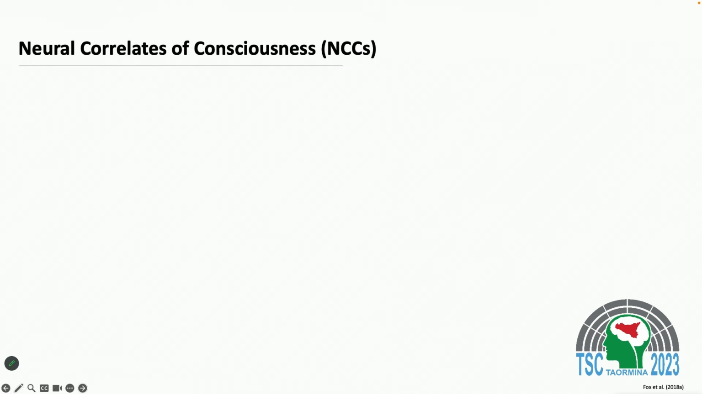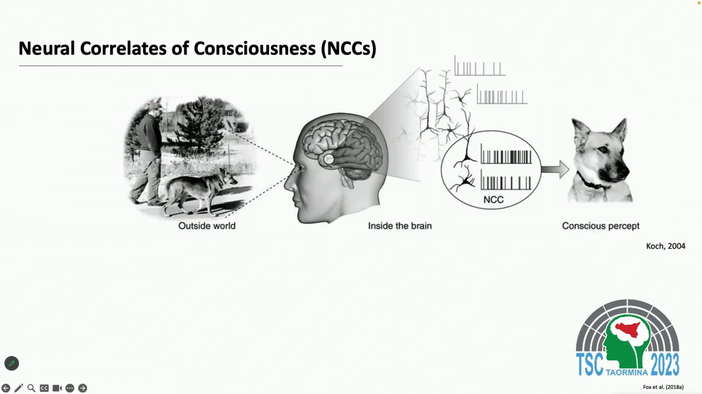And so, it looks something like this. We have a conscious percept. That's what we're interested in. We think that there are some minimum set of neural activities, neural firing rates, oscillations in the brain, whatever they may be, that are sufficient to produce that particular conscious percept and the contents of that conscious percept.